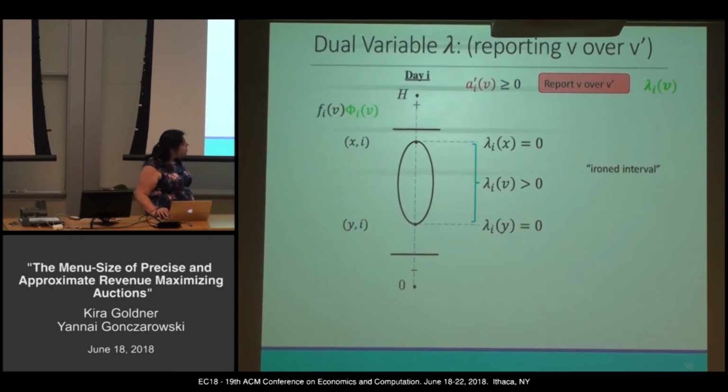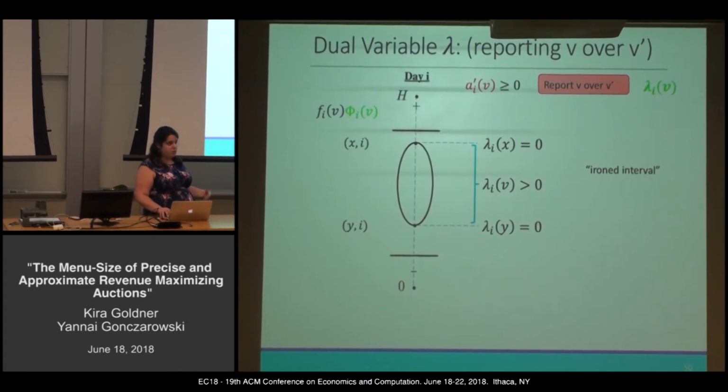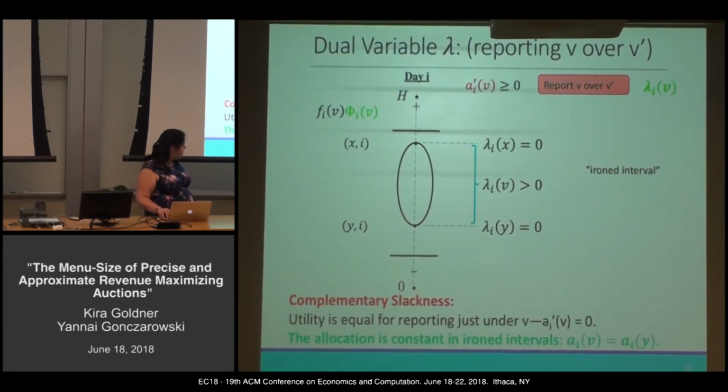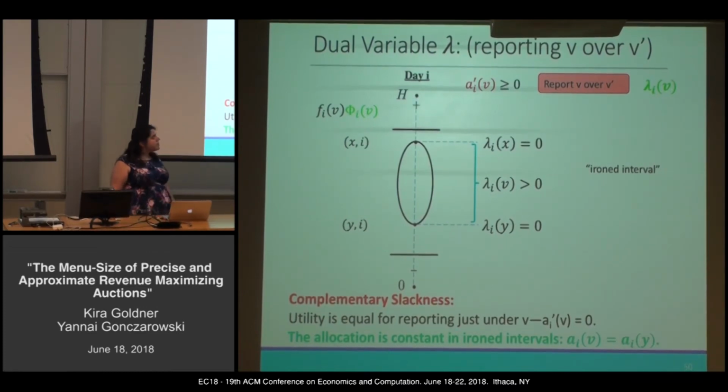Okay, and so what complementary slackness says here is that if lambda is positive, the derivative of the allocation rule must be 0. What does it mean that the derivative is 0? It means that the allocation rule must be constant. So you're going to have equal utility within deadline I for different values. But what I want you to remember is that the allocation in this full interval must be constant. I cannot increase it in this interval because lambda is positive and complementary slackness says that to be optimal, you cannot increase it. Okay?